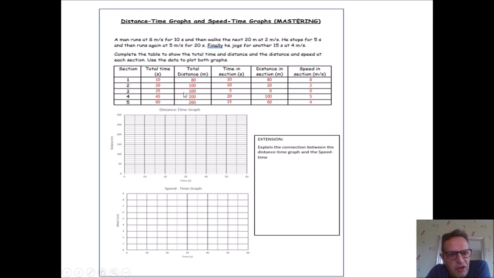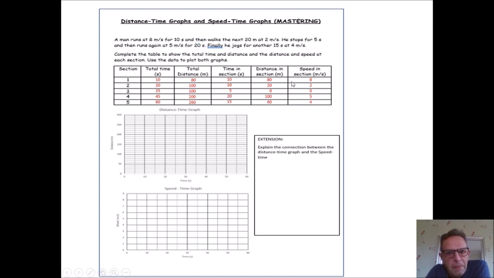He hasn't got any further, so still 100 metres from the start. He spent 5 seconds stopped, didn't go any further, so the speed was 0. Then he runs at 5 metres per second for 20 seconds, so another 20 seconds on the time. How far will he go? Well, he's doing 5 metres per second for 20 seconds, so he'll go another 100 metres, so he's 200 metres away now from where he started. The time for that section is 20 seconds. The distance for the section, 5 metres per second for 20 seconds, is 100 metres, and he was running at 5 metres per second.